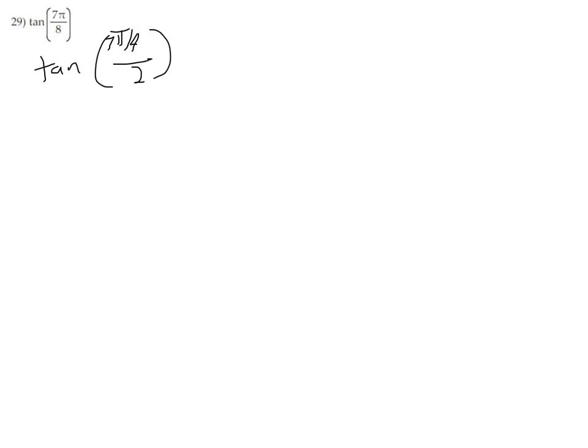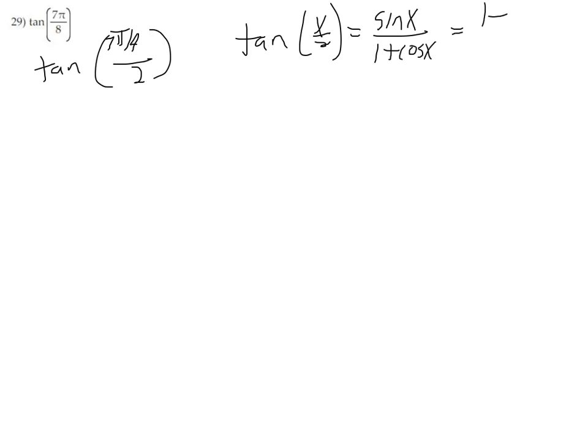But the tangent half angle formulas are slightly different. So we have two versions. Tangent of x halves can either be written as sine x over (1 plus cosine x), or (1 minus cosine x) over sine x. It doesn't matter which one we use.